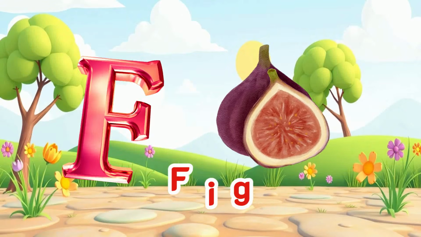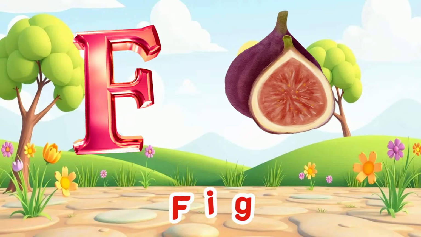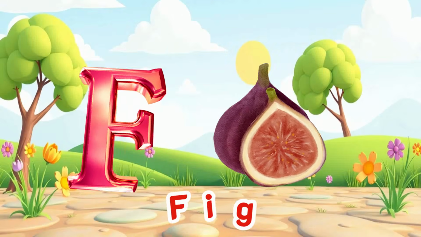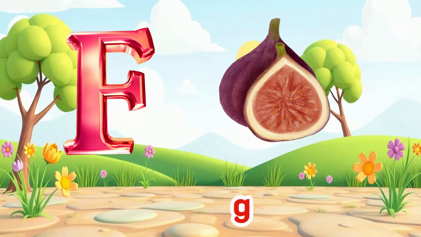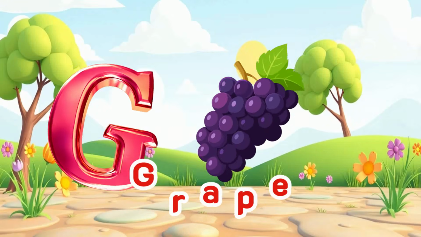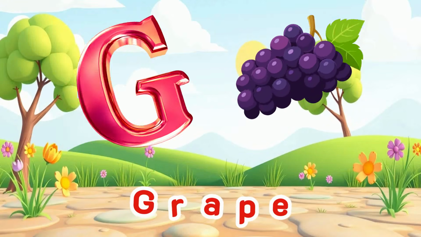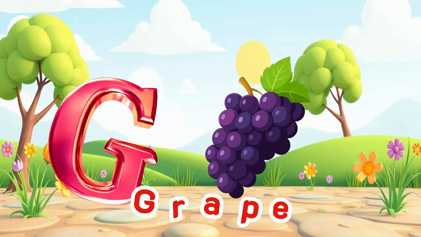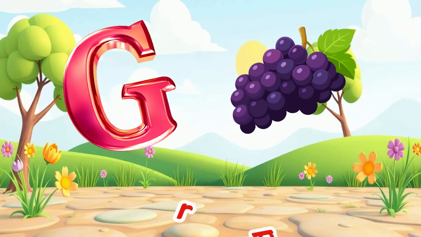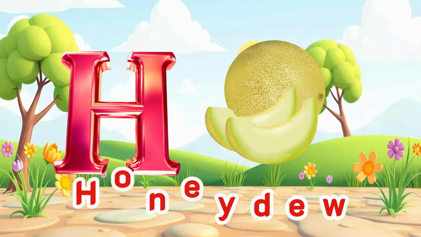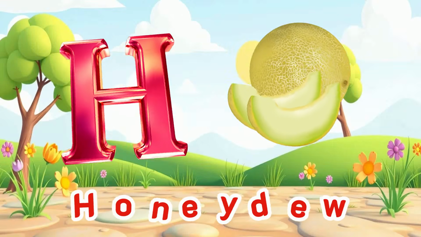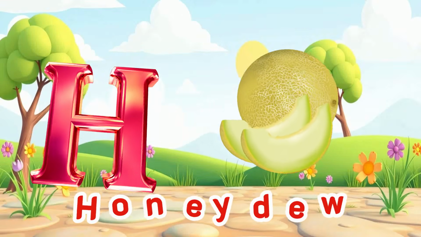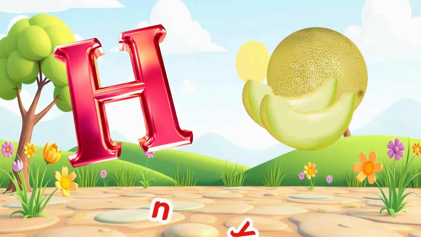F is for fig. F, fig. F is for fig. G is for grape. G, grape. G is for grape. H is for honeydew. H, honeydew. H is for honeydew.